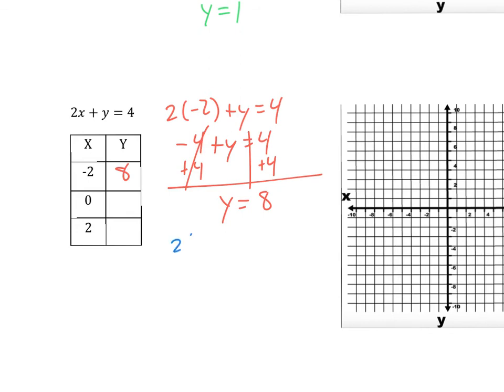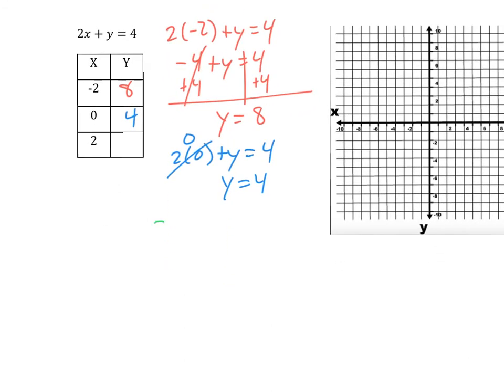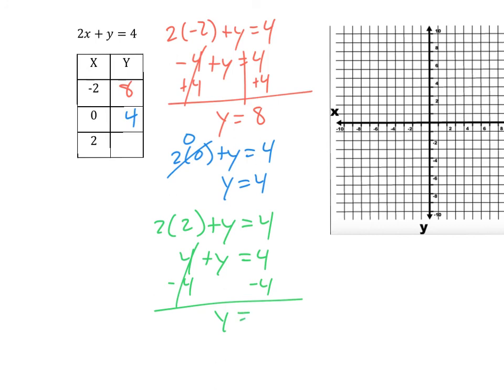And then for 0, we'll have 2 times 0 plus y equals 4. That will just cancel out because that's 0, right? So we know y equals 4 when x equals 0. And one more. We have 2 times 2 plus y equals 4. 2 times 2 is 4 plus y equals 4. And then we'll subtract 4 on both sides to get that y equals 0 when x equals 2.